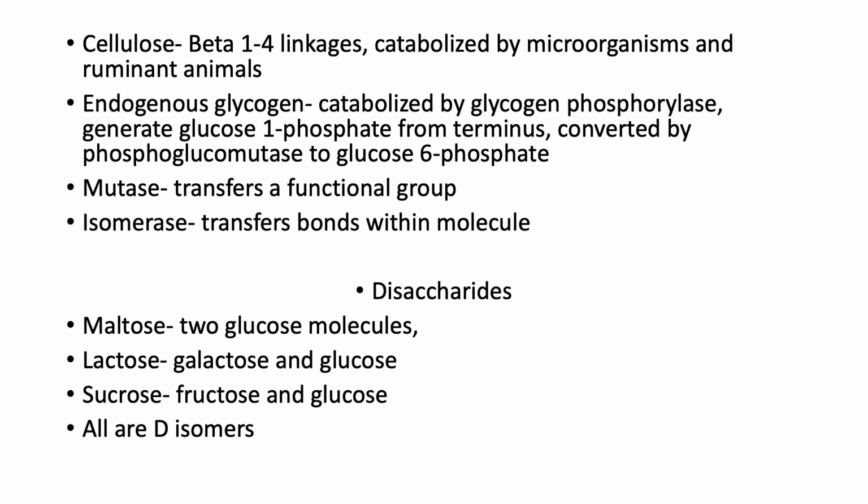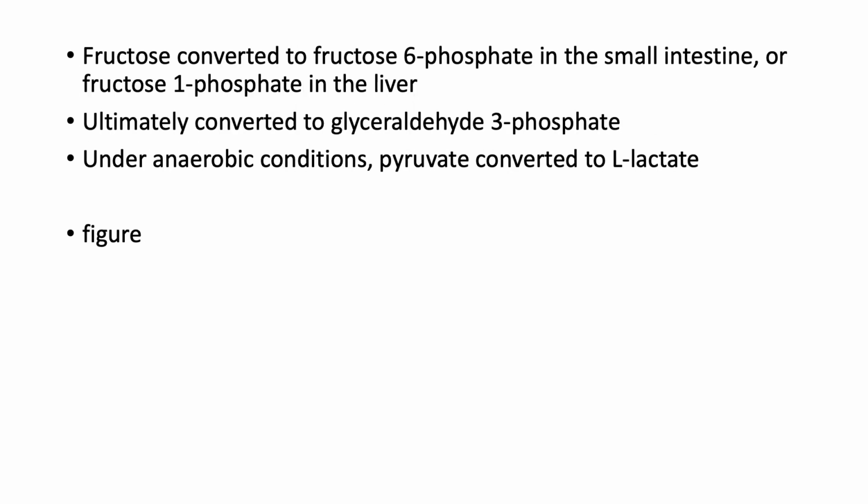A mutase transfers a functional group, and an isomerase transfers bonds within molecules. As a point of identification, maltose is comprised of two glucose molecules. Lactose is galactose and glucose. Sucrose is fructose and glucose, and all these are D-isomers. And fructose is converted to fructose 6-phosphate in the small intestine or fructose 1-phosphate in the liver. Ultimately, you can convert that to glyceraldehyde 3-phosphate, and under anaerobic conditions, pyruvate is converted to L-lactate.